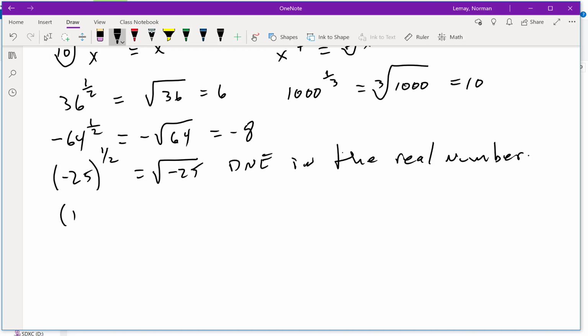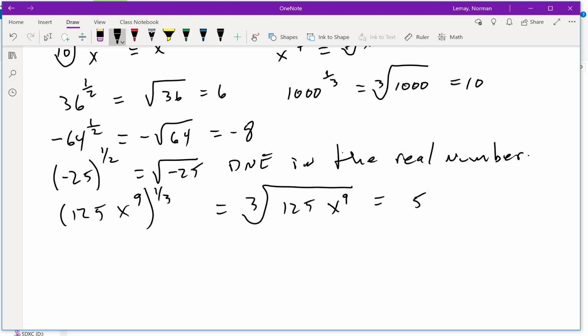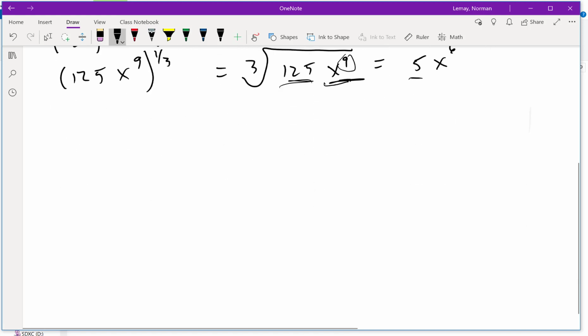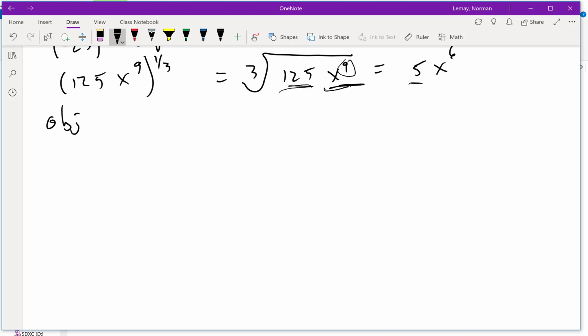And finally, we could take a look at, say, 125 x to the 9th power raised to the 1/3 power. We can note that this is just going to be the cube root of 125 x to the 9th power, which by previous discussion we can compute as 5x to the 6th power. We'll take the cube root of 125, which we know is 5, and the cube root of x to the 9th is just 9 divided by 3. We'll see a little bit later why this is the case. So our first objective is just to note that the nth root of a is a raised to the 1 over n power.